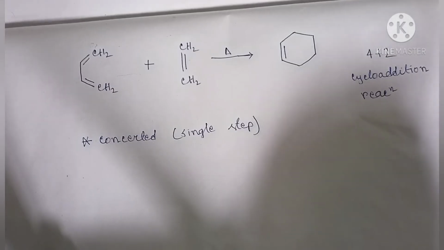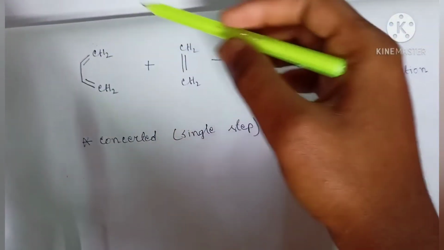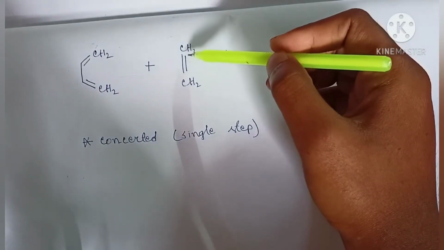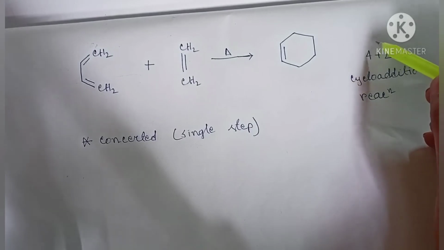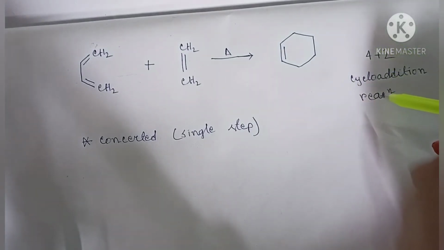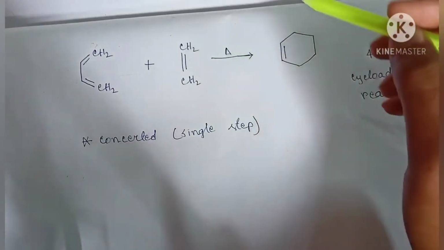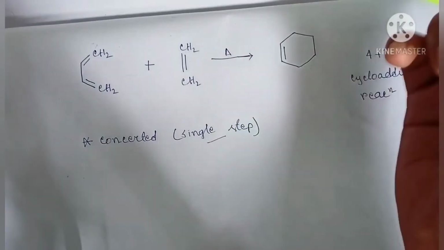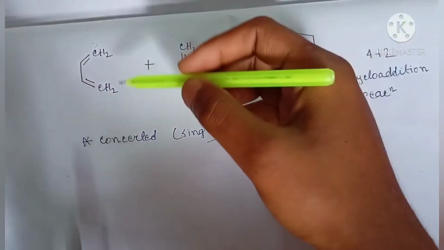Now let's see how this Diels Alder reaction is actually happening. Here you can see these 4 pi electrons and these 2 pi electrons are involved in this reaction. For this we call it a 4 plus 2 cycloaddition reaction. This is a concerted mechanism, meaning we get the final product in just a single step. So let's see how we get the final product.